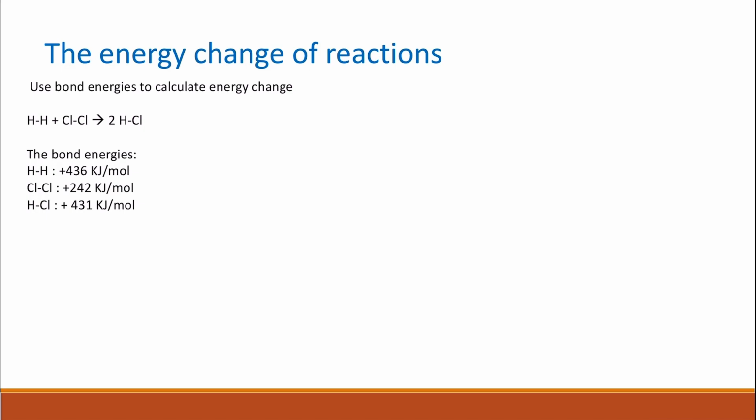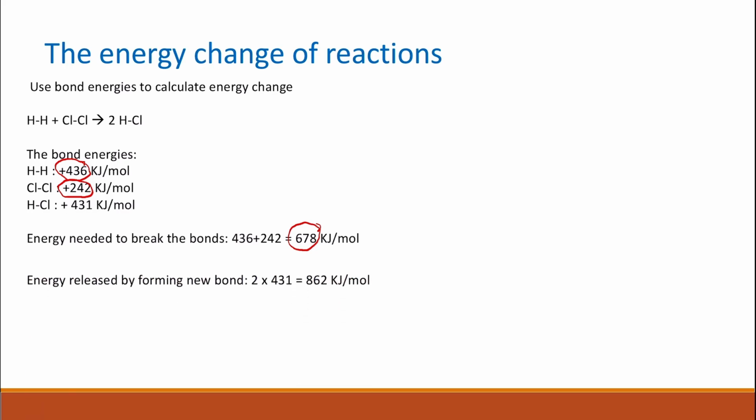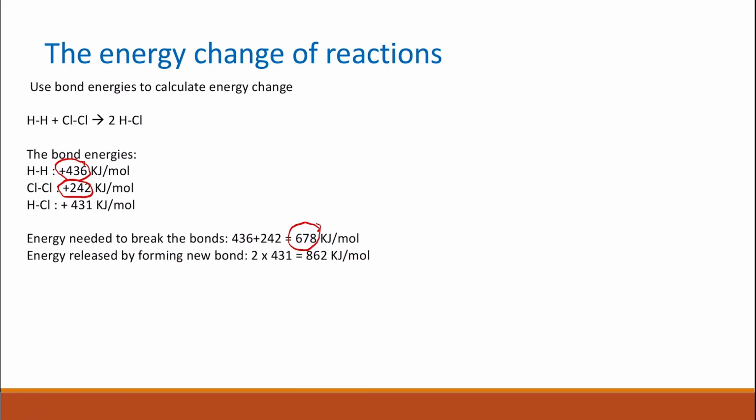To calculate the overall energy change of the reaction, we need to calculate the energy needed to break the bonds, which will equal the bond energies for the hydrogen and for the chlorine. So when we add these two values, that will give us a total of 678 kilojoule per mole. For the energy that is needed to form the new bonds, now we have 2 moles of hydrogen chloride that has been formed. So this is why we multiply the 431, which is the bond energy for hydrogen chloride, times 2, because there are 2 moles, and the total for the energy that is released is 862.